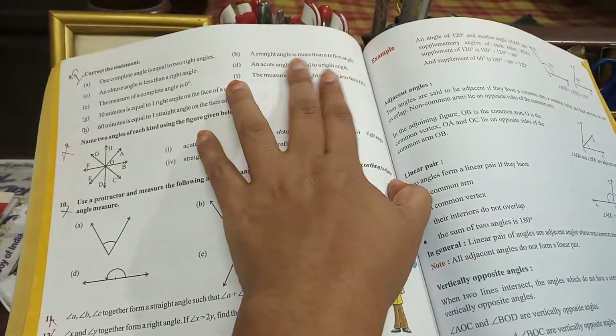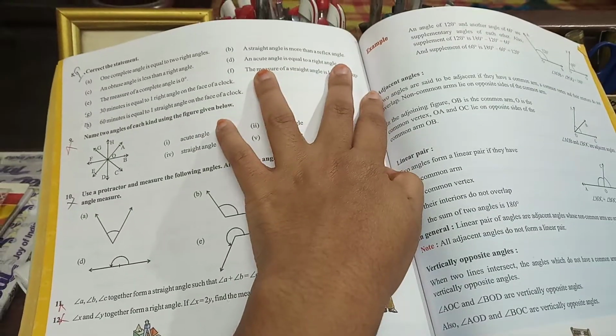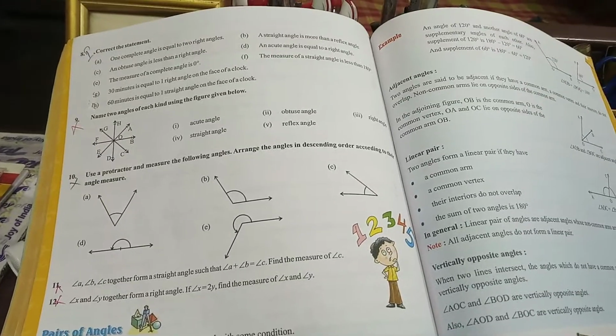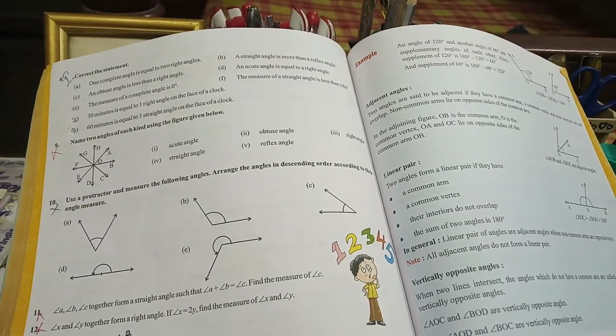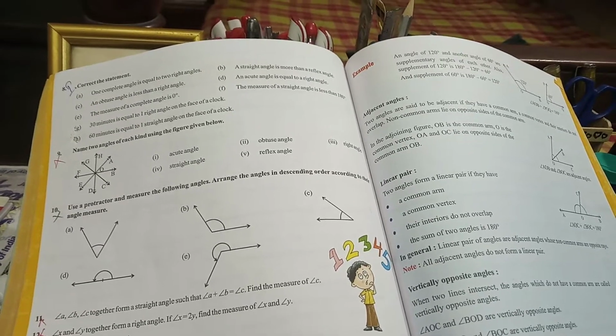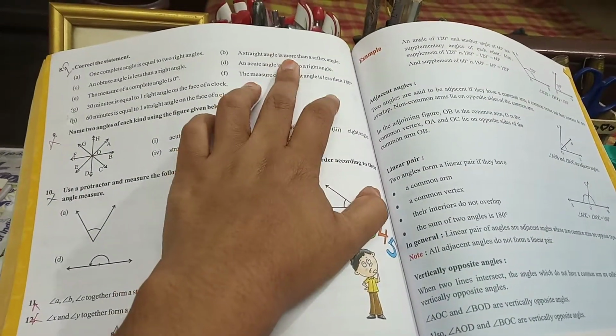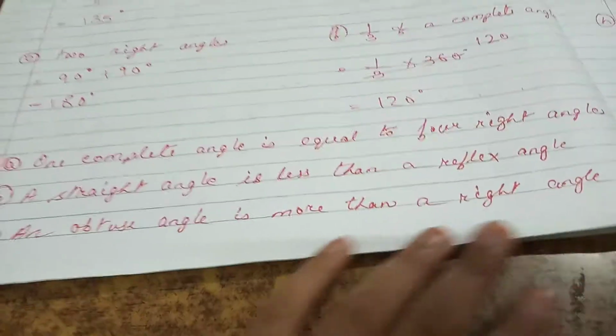Next you see a straight angle is more than a reflex angle. Now a straight angle means what? It is 180 degrees, and reflex angle means in between 180 to 360. So obviously it is not more, it is less than a reflex angle. So a straight angle is less than a reflex angle.